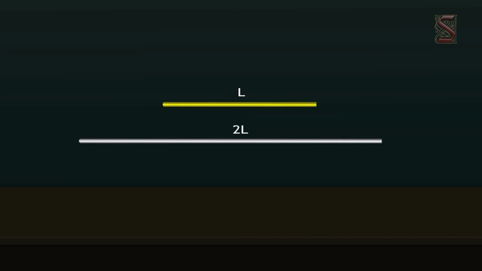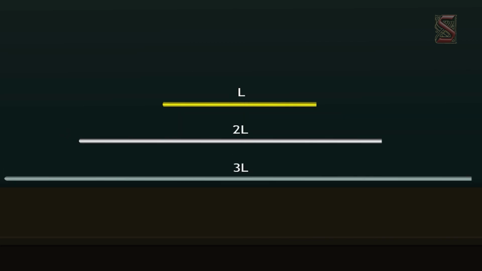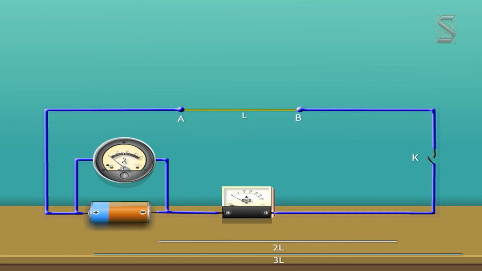Take wires of the same material, say copper, and the same thickness but of different lengths. If the length of the wire is, let's say, L, the other wires should be of length 2L, 3L and so on. Find the resistance, V by I, of the first wire and then compare it with that of the others.